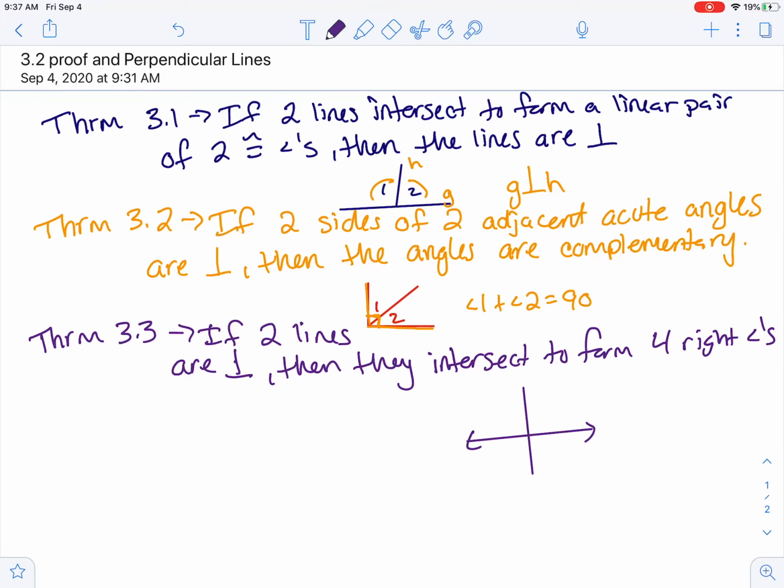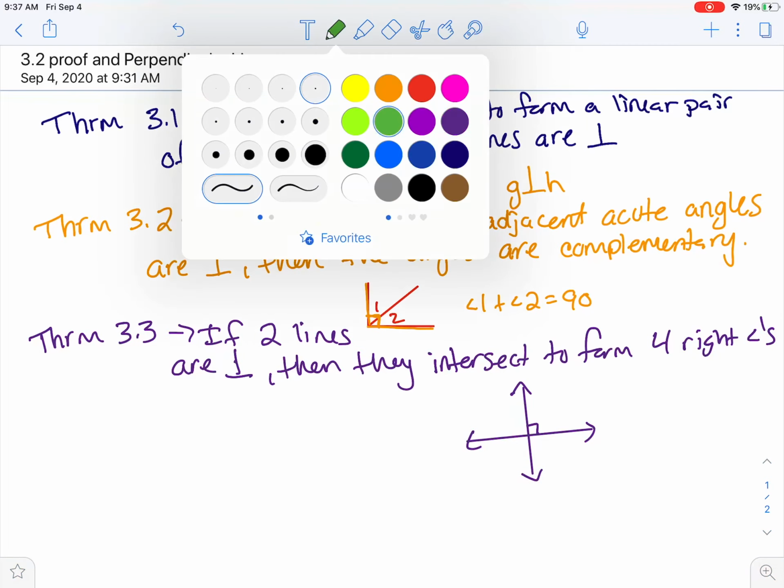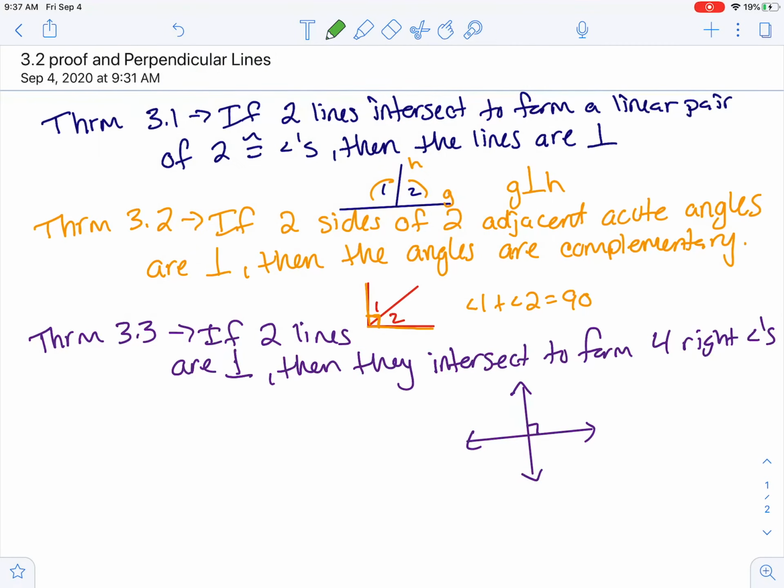All right, so if two lines are perpendicular, what's that look like? Here's a line, here's a line. Okay, if these two lines are perpendicular, they meet at 90 degrees. Well, if they meet at 90 degrees for one angle, what do we know about all the other angles? Well, this would be a straight line, right? So this would have to be 90. This is a straight line. So if this is 90, then this is 90. And if this is 90, then this is 90. So we have four right angles. Okay? So those are our postulates. Now we're going to practice them.